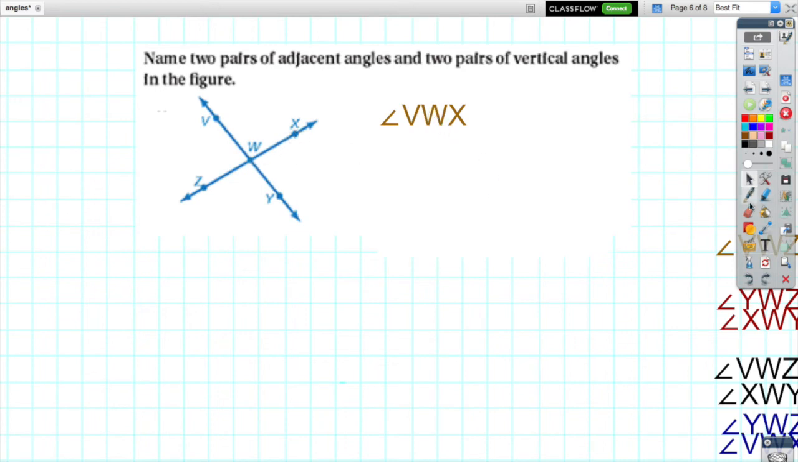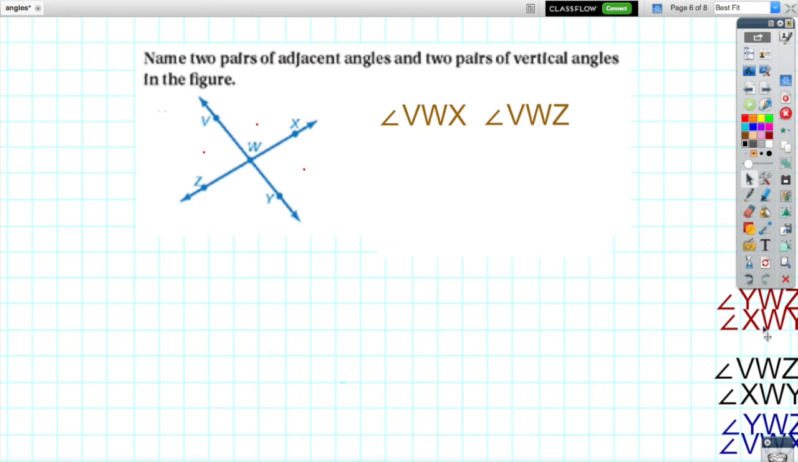Alright, so now as far as adjacent angles, well, this angle, we could either say it's adjacent to this one or this one. I'm just going to choose this one as my adjacent angle. So there's 2 pairs of adjacent angles. VWX, and then VWZ. Alright, they wanted 2 pairs, so let's do another pair.